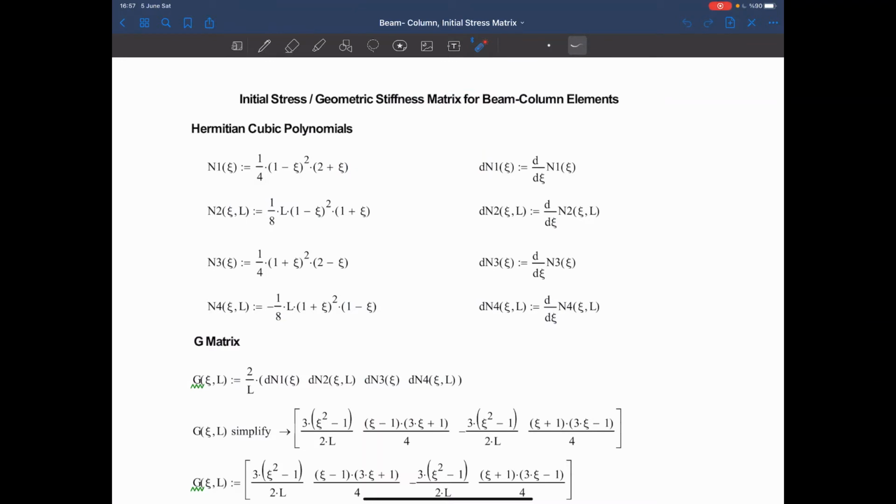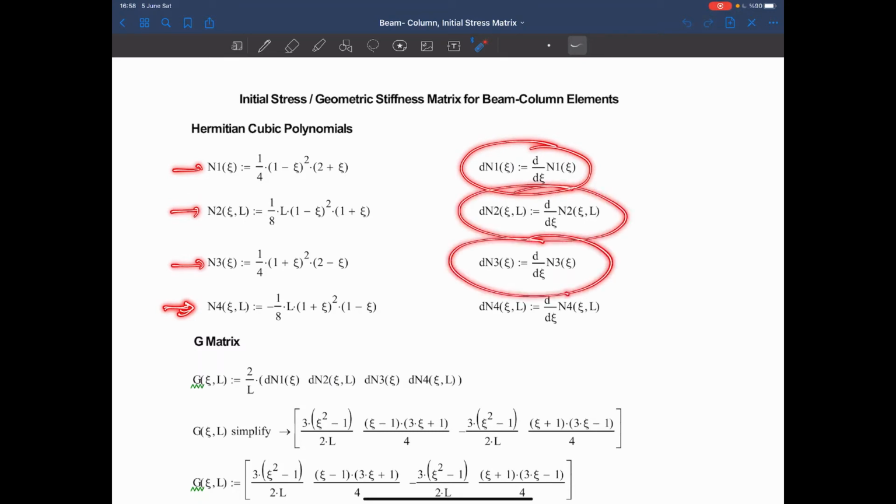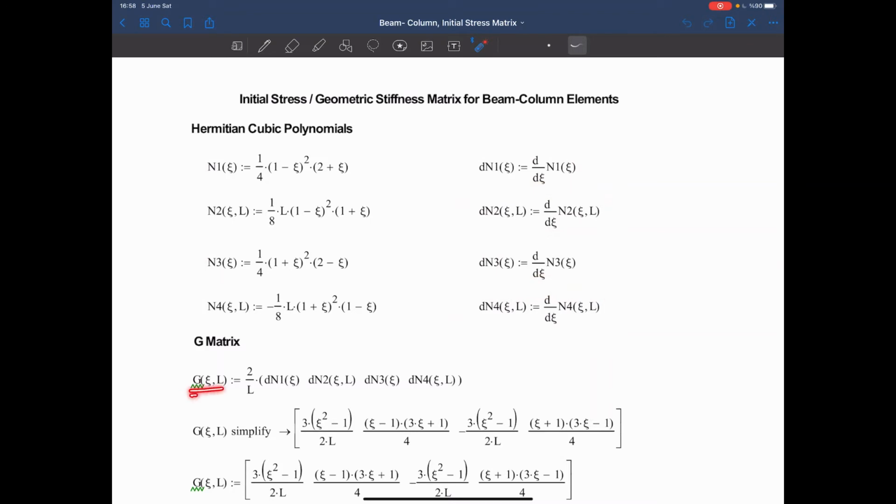Now let's obtain the initial stress or the geometric stiffness matrix for the beam column element. We just gave the result, but let's see how we obtain it. We have the Hermitian polynomials, defined in the natural coordinate system. In the geometric stiffness matrix, we only need their first derivatives, so here I'm calculating their first derivatives, and we will need them to evaluate the G matrix.